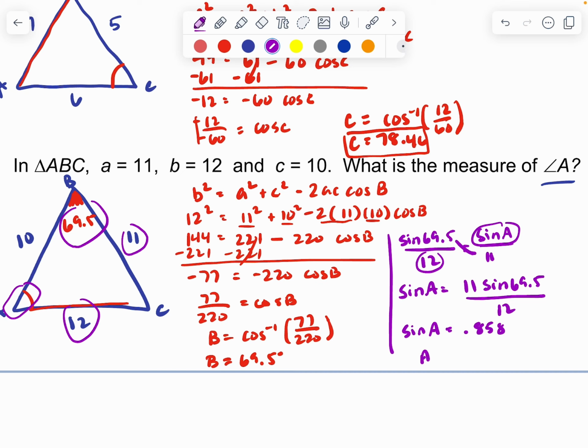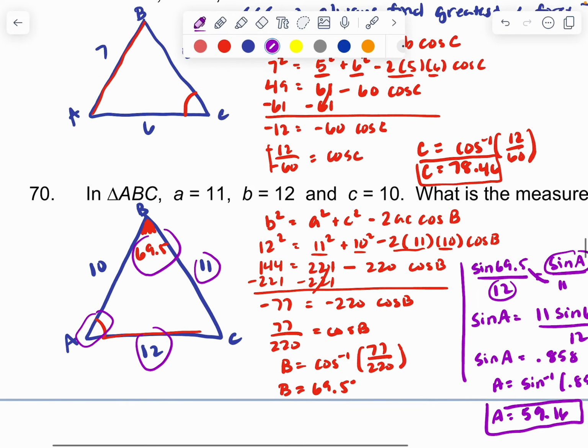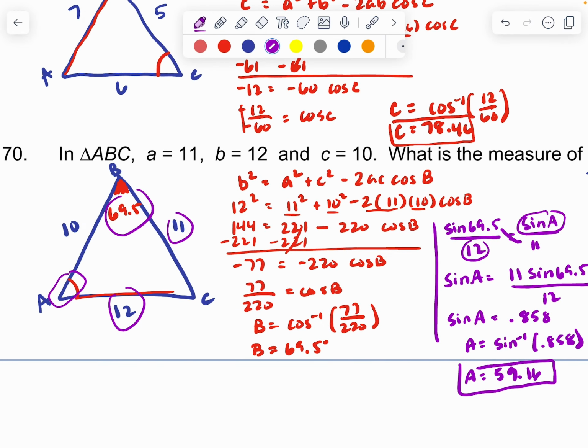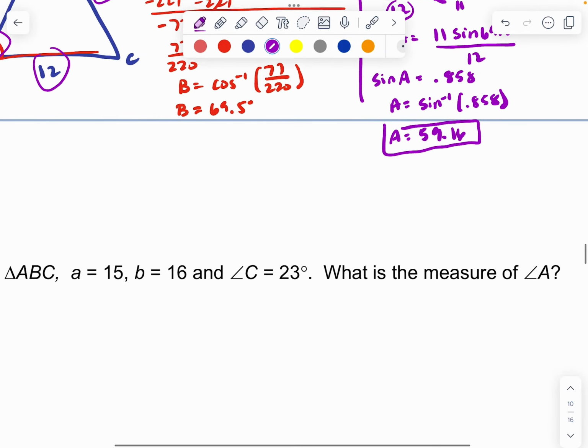And then if I do the inverse of that, so sine inverse of 0.858, let's see what that gives us. Second sine, second answer. Okay, I got angle A is approximately 59.16 degrees or something like that. Okay. So that one was a cool version of number 69. I apologize for that. Okay, now let's look at this one.